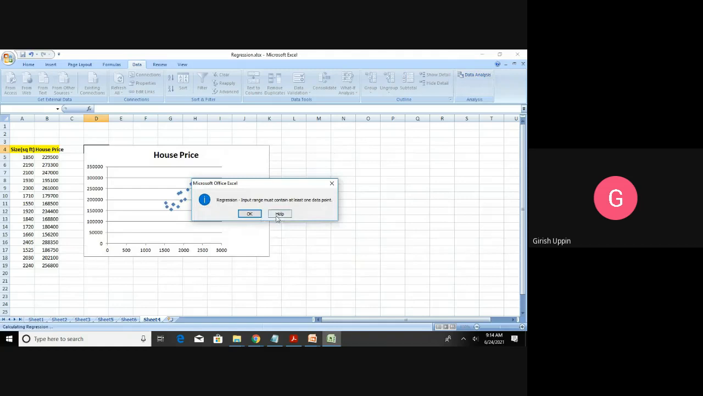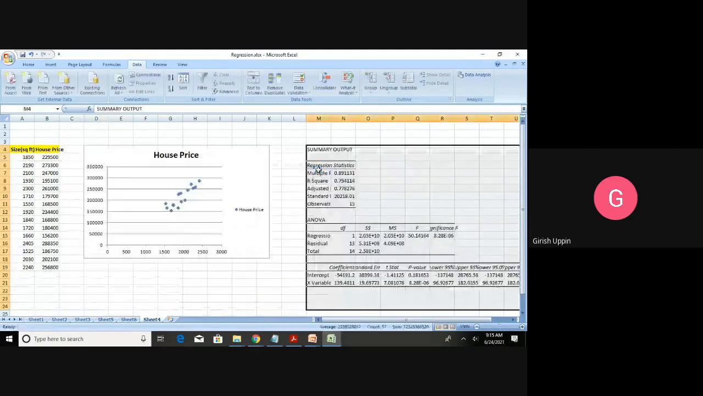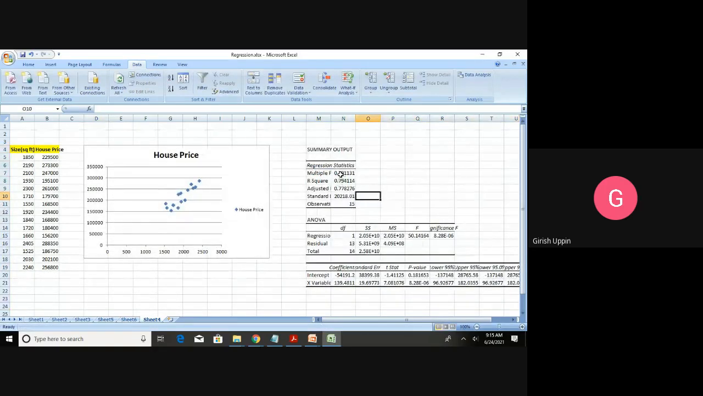Must contain at least one data point. Okay, so that was a mistake, once again we will do that. This is the range for the y, and let me redo the x range from here to here. So that is the range, and for the output range, once again I will select it. This is the output range. Now everything is set. The rest of the values, let them be. You say okay. Now it will put the output here.